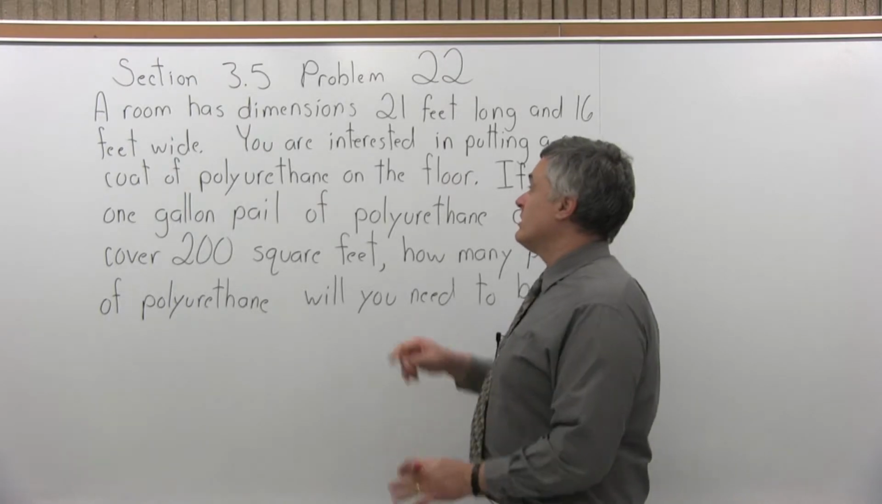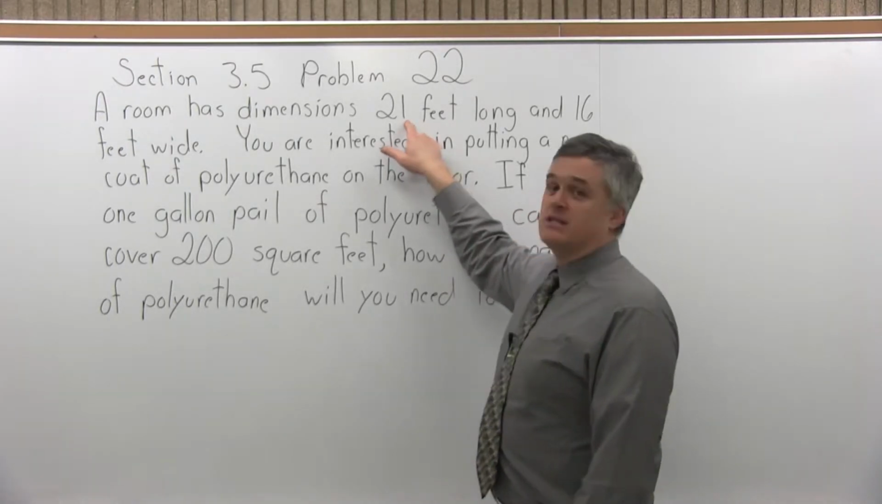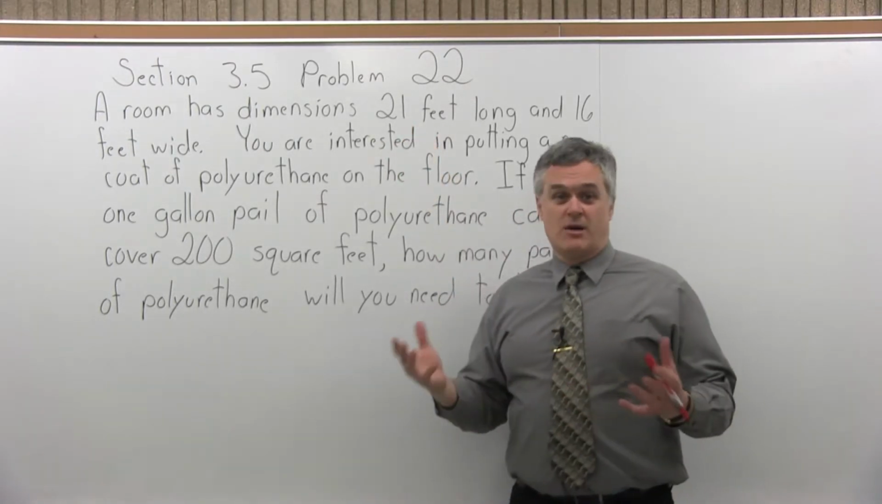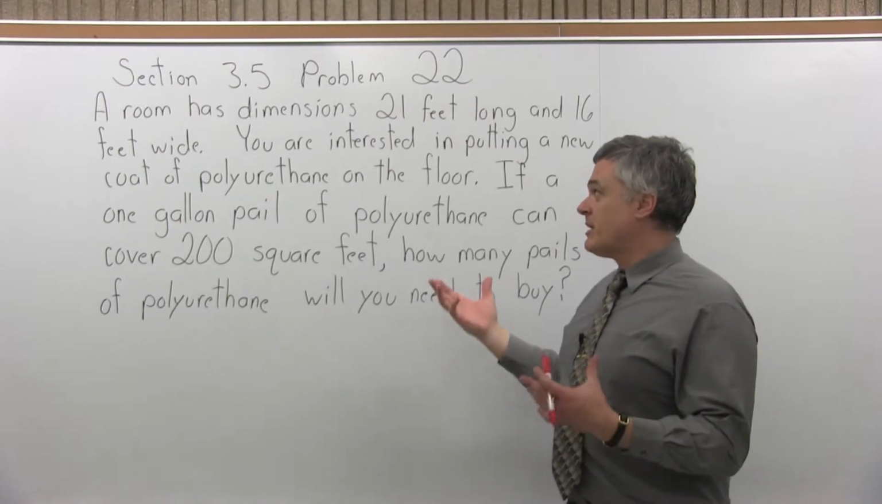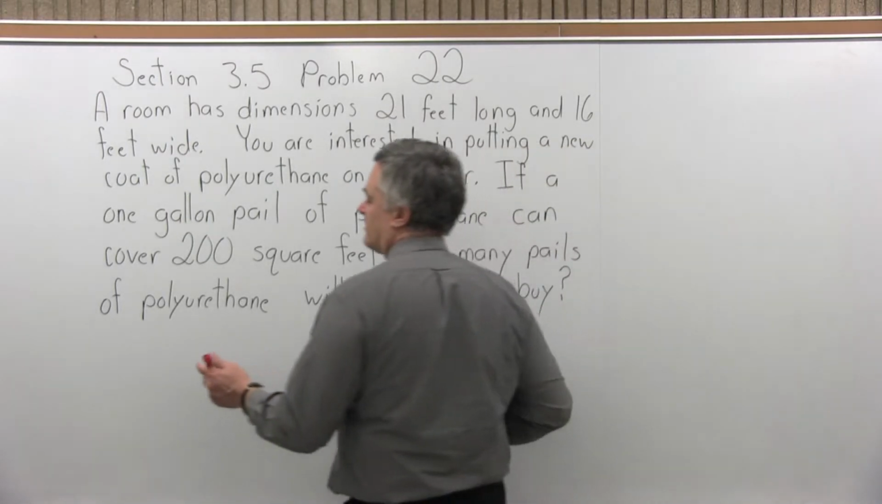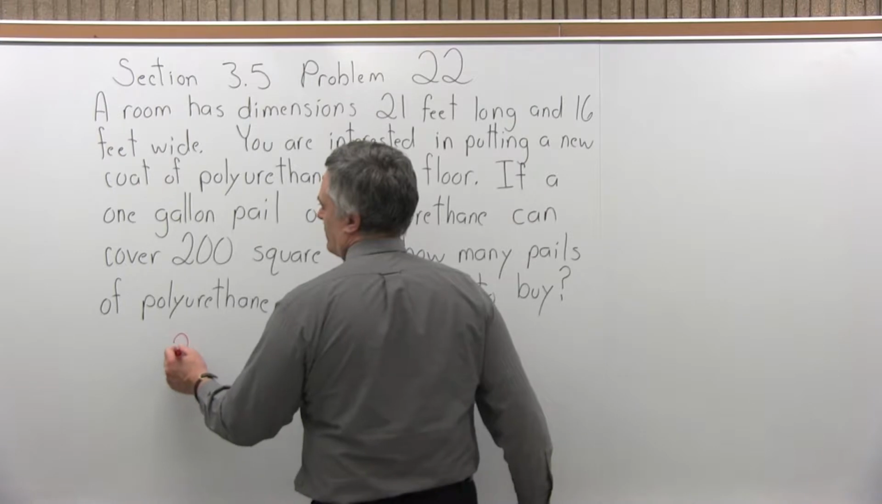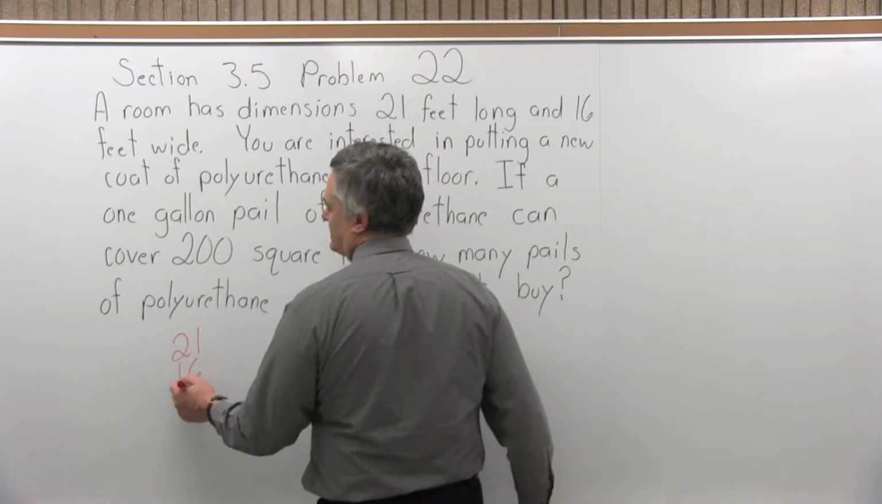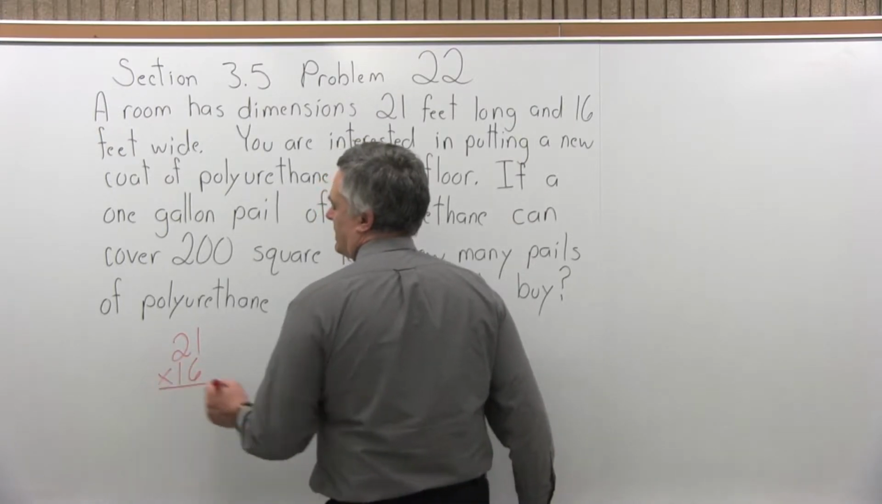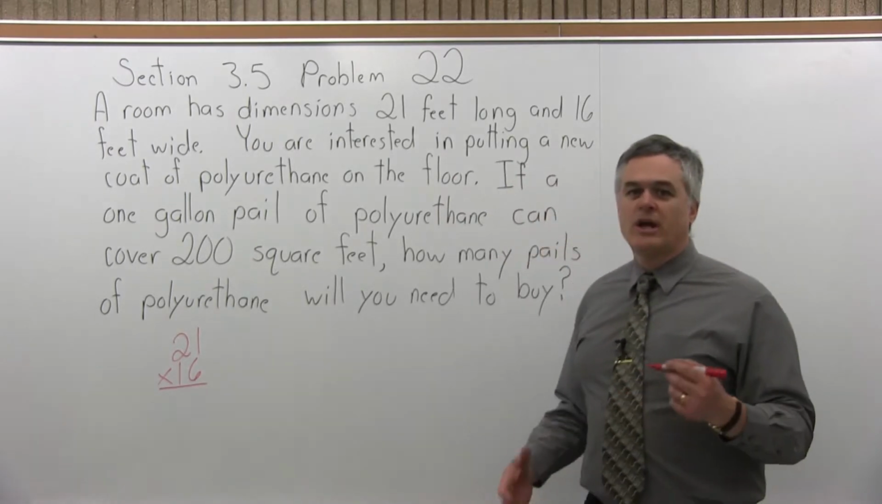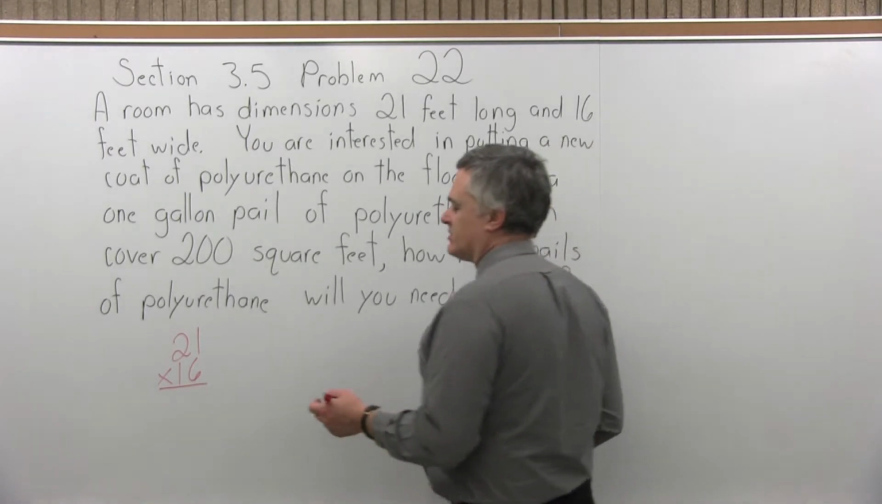So, that's a big room, 21 feet long, 16 feet wide. You have to find out how many square feet you have in the room. And you do that by multiplying length times width, if you remember. So, 21 times 16. Again, we're multiplying to get the total area of the room, and this will give it to us in square feet.